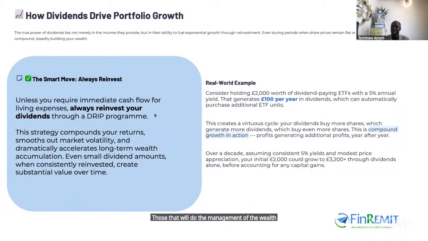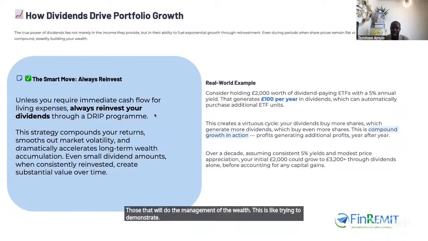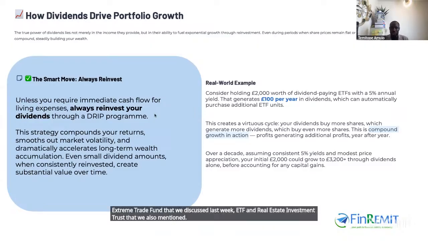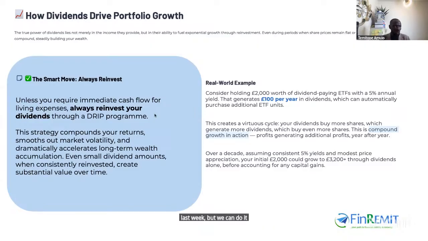This is like trying to demonstrate the exchange traded fund that we discussed last week, ETF, and the real estate investment trust that we also mentioned last week, but we can do it informally as well. So now, dividend is the profit that the company has shared after they have declared it and approved it at the annual general meeting.